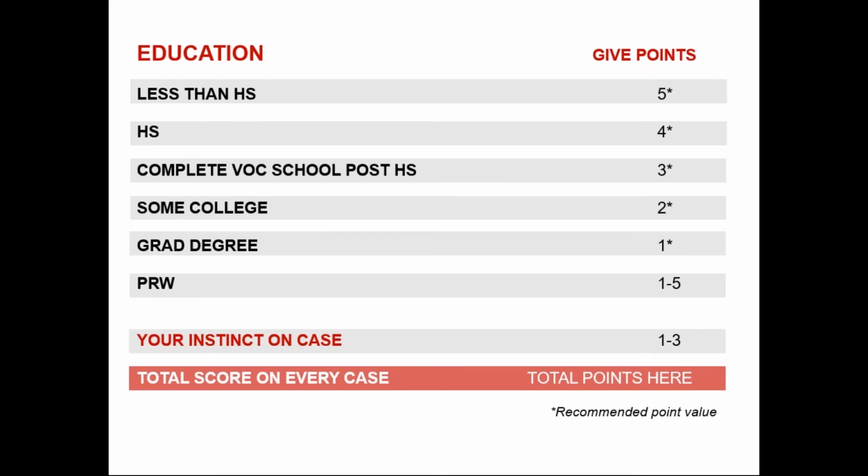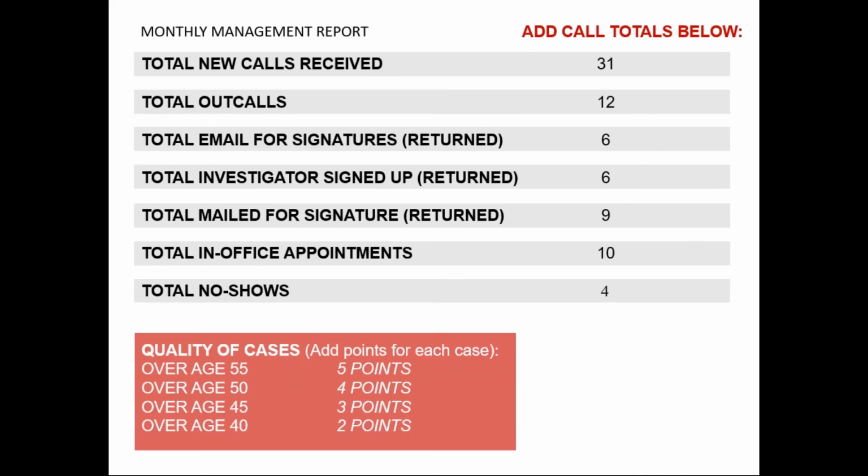Education, you rate points too. Vocational schools points, past relevant work you rate, and give your intake person 1 to 3 points for their own instinct. And then you get the total score. Once you've done that, you have a monthly management report to the partner or firm owner: how many calls received, how many calls made, and how many cases were signed up at each point level. It's just a good way to see what the firm did.